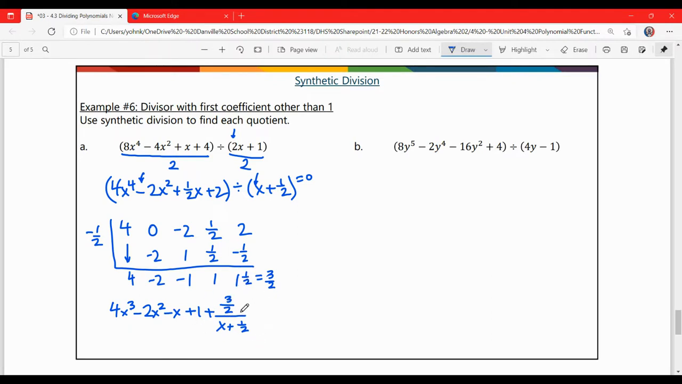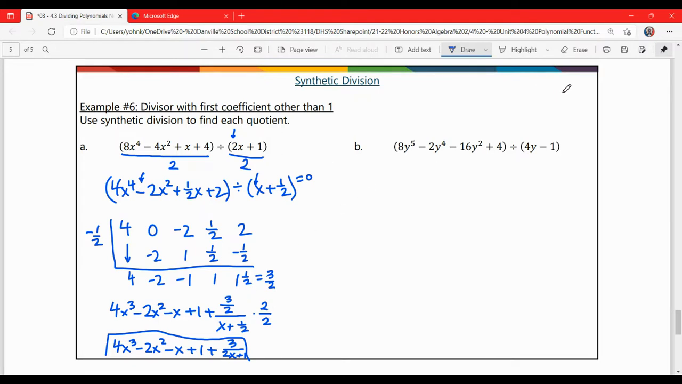So notice that both fractions have a 2 in the bottom. So if I multiply the top by 2 and I multiply the bottom by 2, I'm not changing the fraction in any way. I'm simply multiplying it by 1. So now I get 4x cubed minus 2x squared minus x plus 1 plus, now I just have 3 over 2x plus 1, which notice 2x plus 1 is what we divided by in the beginning. And yes, that should always happen. You should always get back again what you were dividing by.